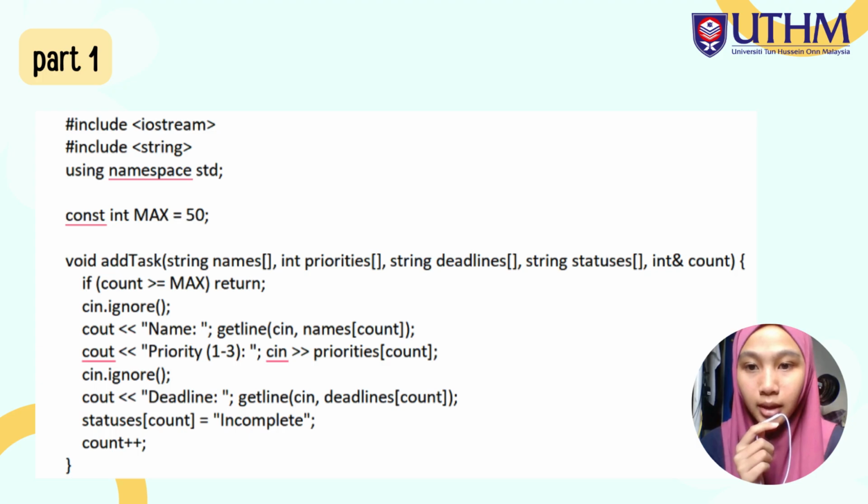And next we have statuses count equals incomplete. This automatically sets the status of the newly added task to incomplete in the statuses array at the index count. And lastly, we have count plus plus, which increments the value of count by 1. This signifies that a new task has been successfully recorded and the index is now ready for the next task.